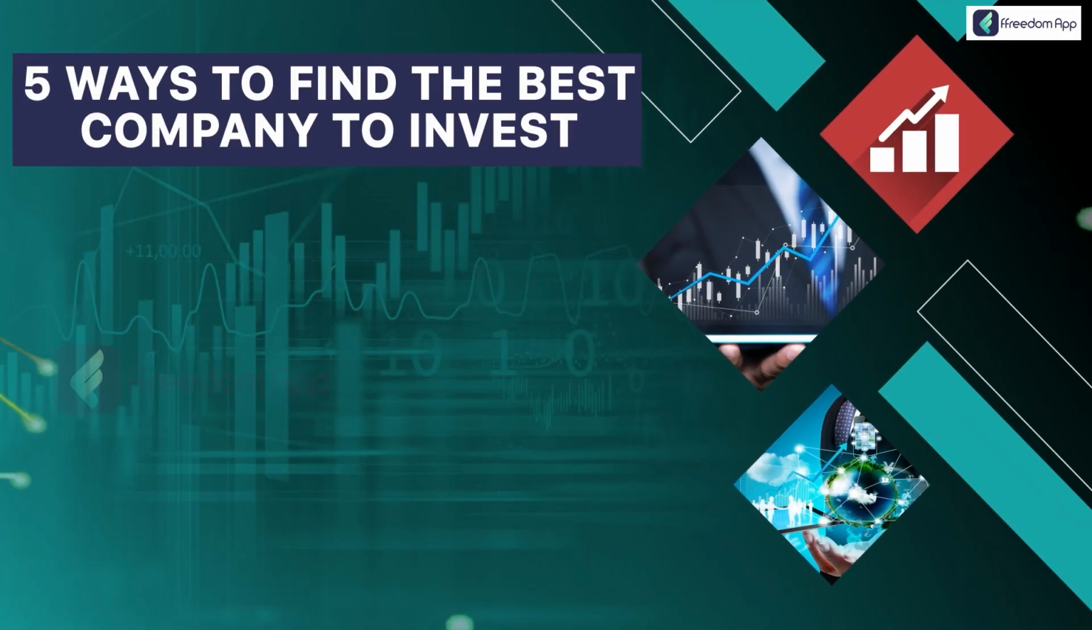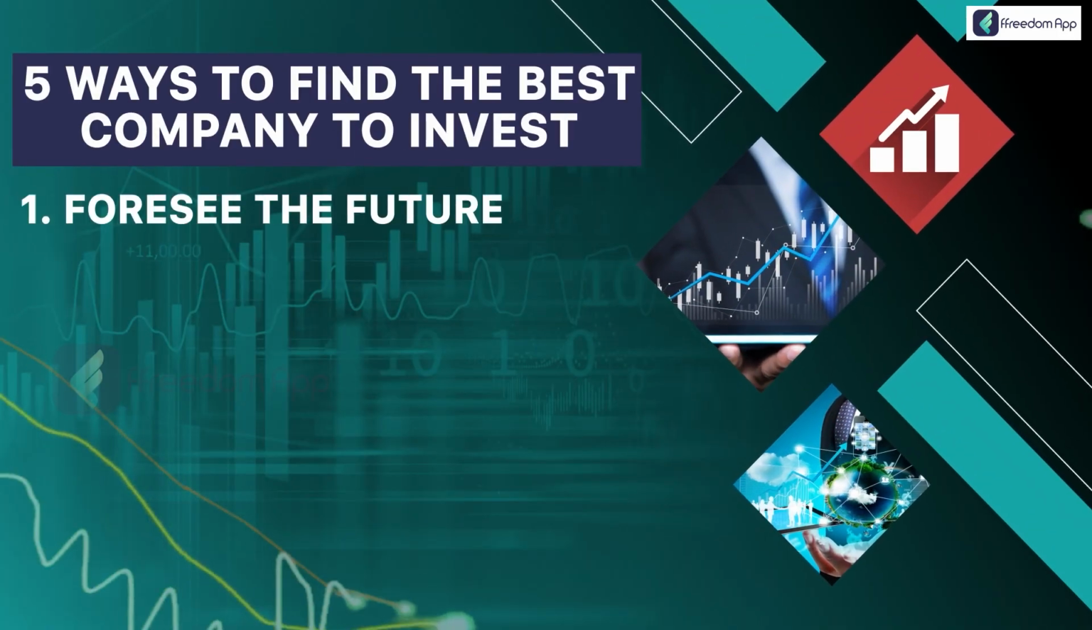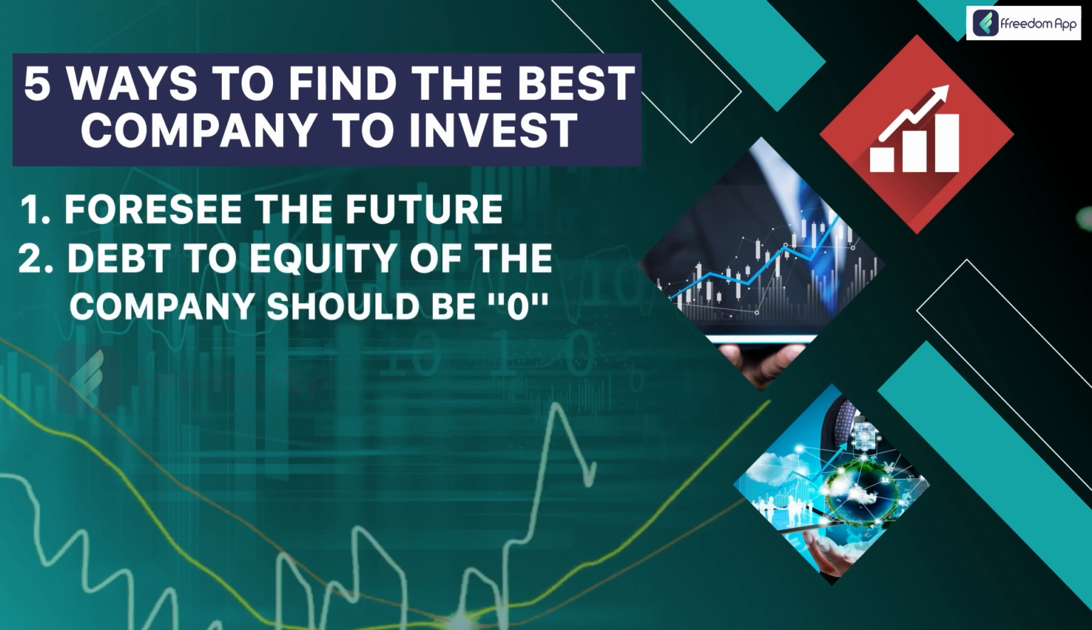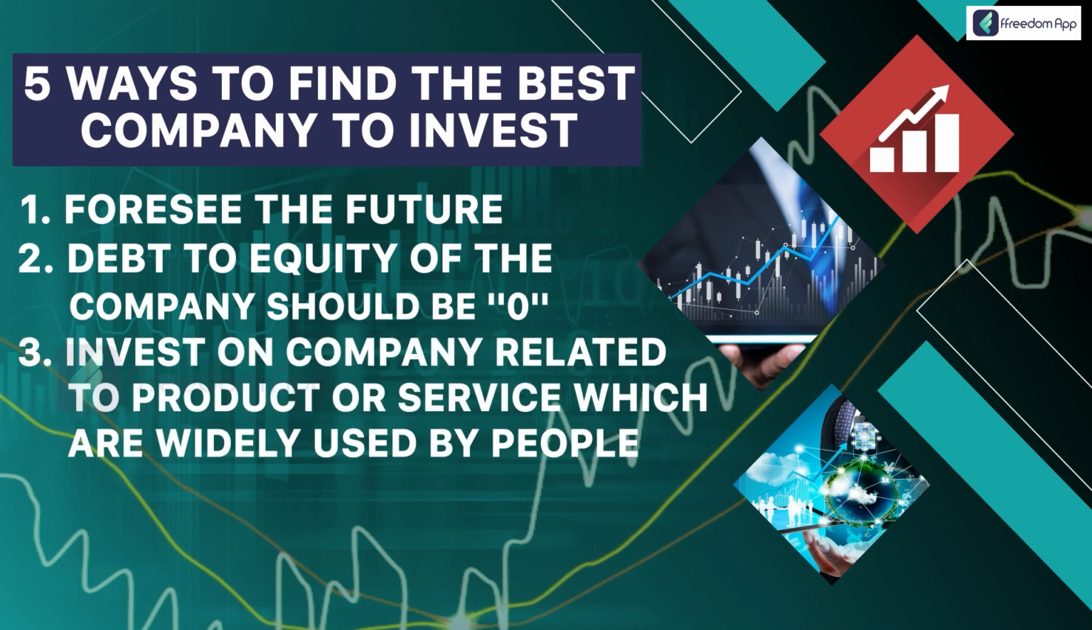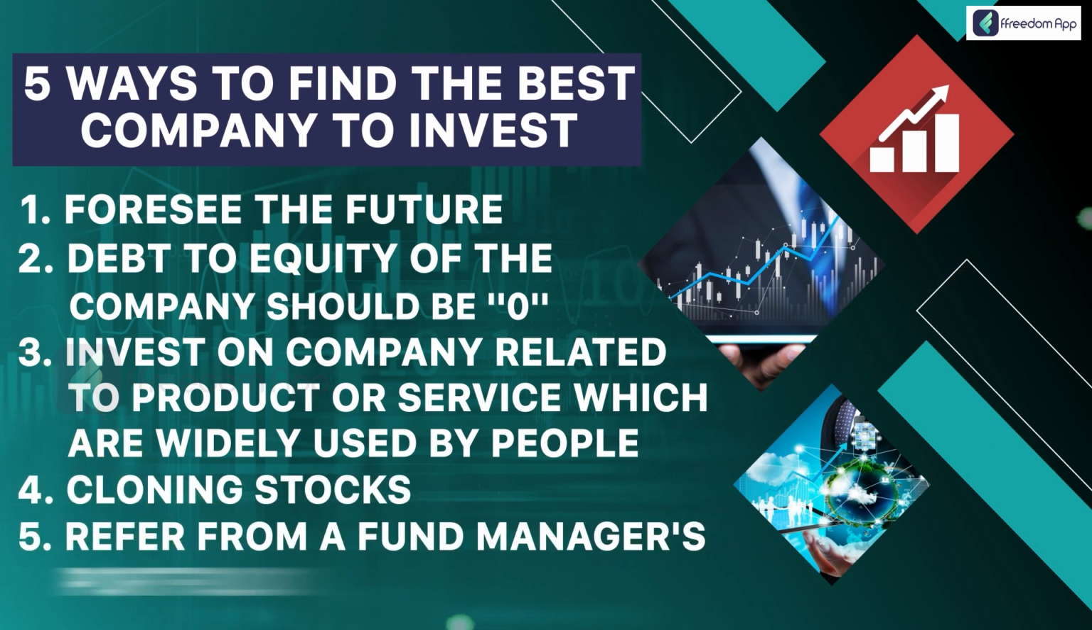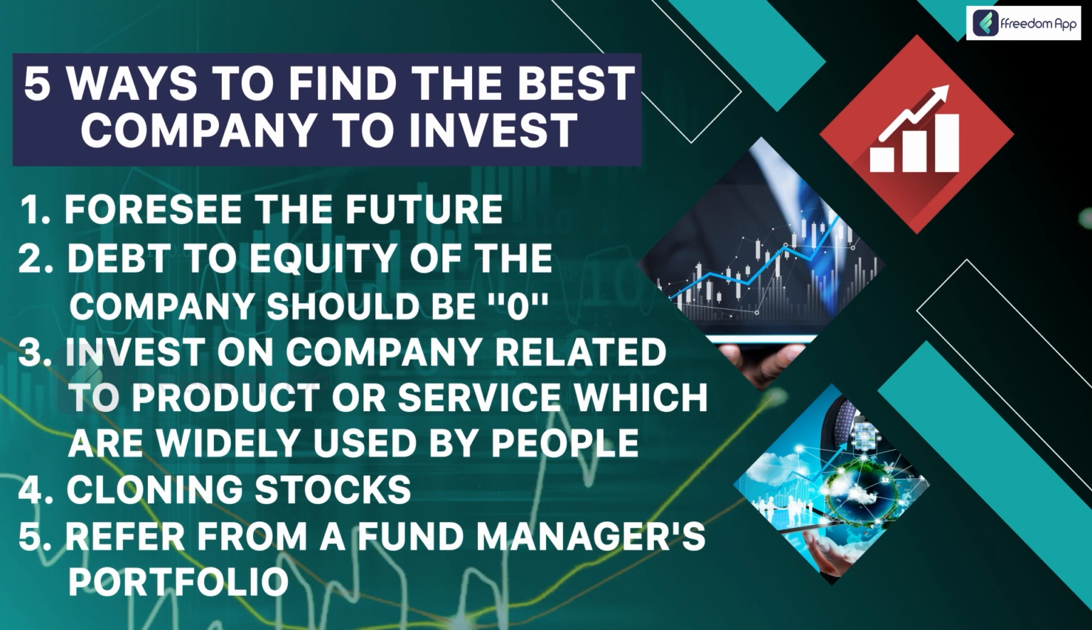So I will brush up the 5 ways which I have given to you now. Number 1, always foresee the future of the company in which you are planning to invest. Number 2, debt to equity of that particular company in which you want to invest should be 0. Number 3, you can always select the company whose products are commonly used by the people. 4th way, cloning stocks. 5th way, you can check where the fund managers are investing and then decide if you want to invest in the same stock as them.